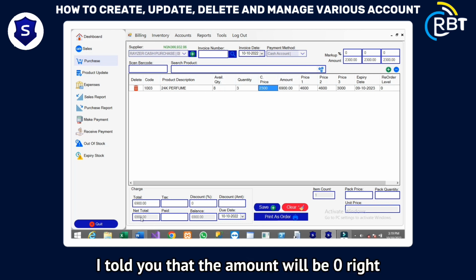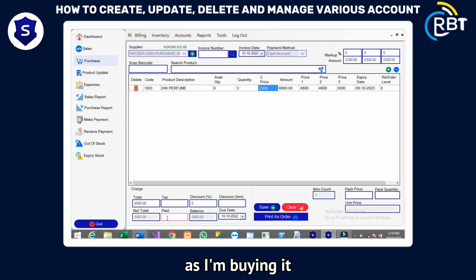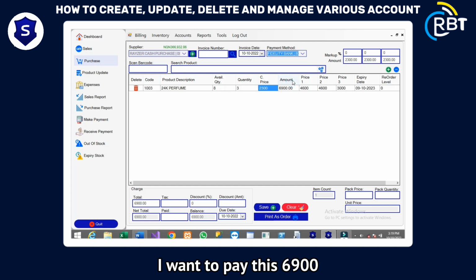Now by default, I told you that the amount paid will be 0, right? But I want to actually pay for this stock as I'm buying it. So where am I paying it from? I want to select this same Fidelity Bank, right? I have money in my Fidelity Bank, so I want to pay this 6,900. So I simply put 6,900, right?